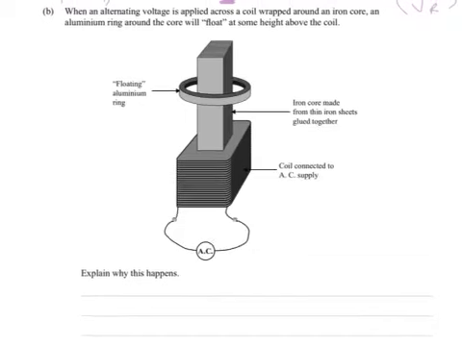B. Alternating voltage is applied across a coil wrapped around an iron core. An aluminium ring around the core will float at some height above the coil. And we've got a description, our diagram there. You see the floating aluminium ring. I'll talk about that in terms of being a ring.